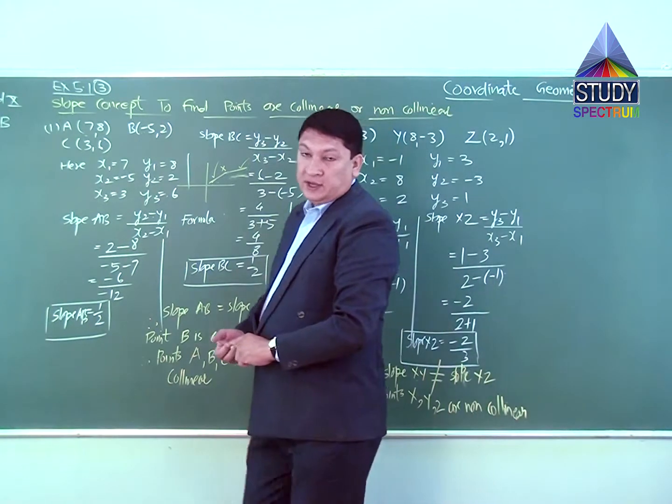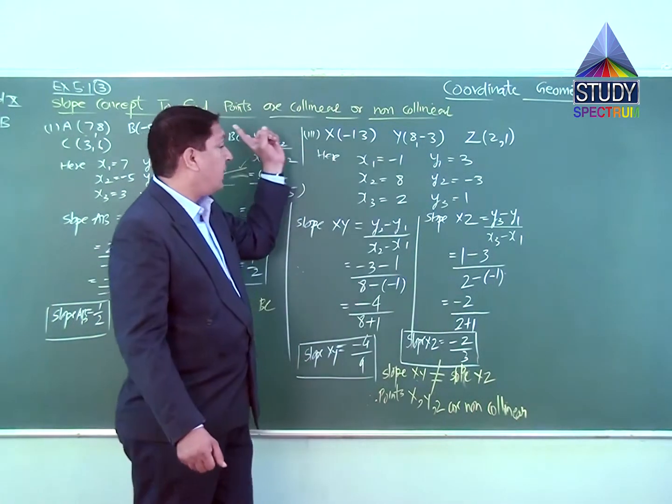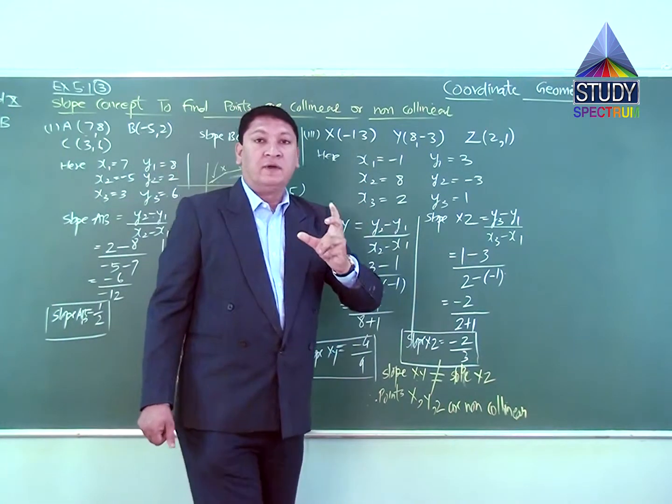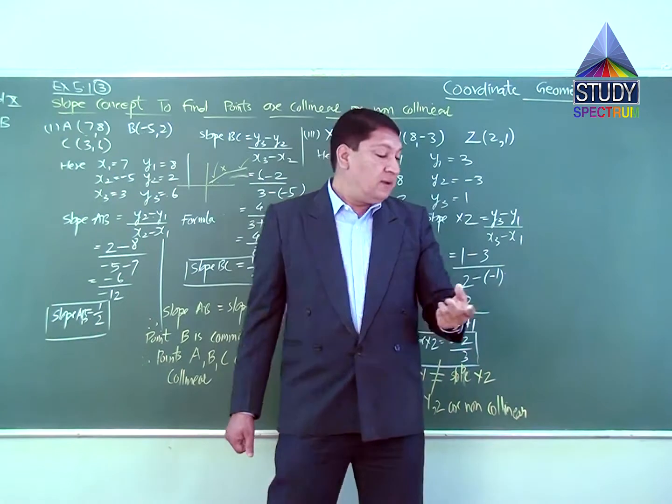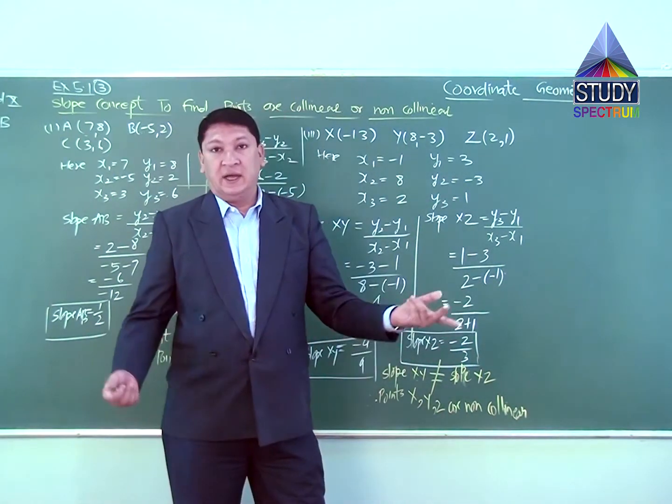So what we are doing here is using the slope technique. We are using the method of finding the slope, and from that we conclude whether the points are collinear or not collinear.